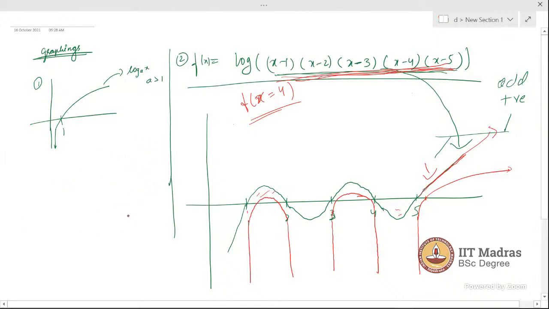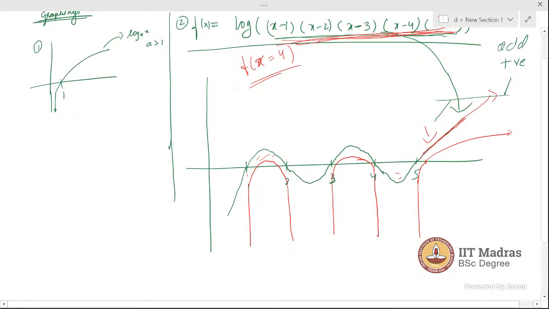Sir, one more doubt. Here, the graph which we drew earlier, the green part, 2 to 3 and 4 to 5, it's decreasing. But here in red also it's decreasing, sir. That is not a problem. Why do we avoid that 2 to 3 and 4 to 5? 2 to 3 and 4 to 5.